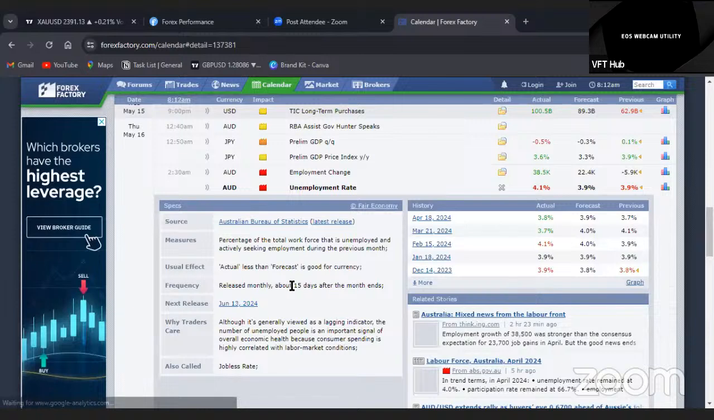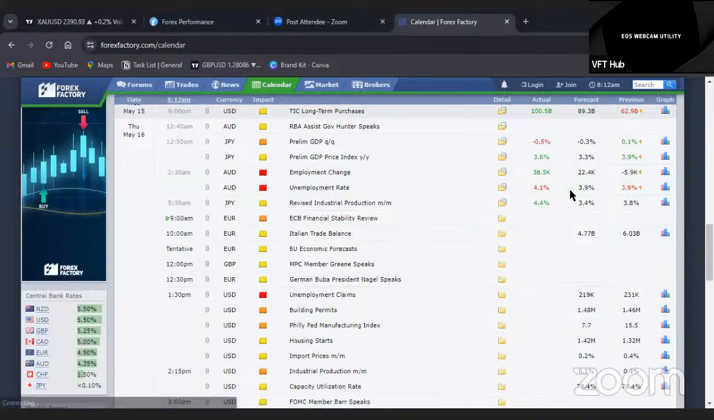Actual less than forecast is good for the currency, but this is actually higher than what was forecasted. So this is kind of a red flag. However, we're looking at our employment change way higher than what we forecasted. It was forecasted to be 22.4K, and it came out at a whopping 38.5K. So the bullish move on AUD/USD should be continued, except if other news comes out, maybe FOMC.